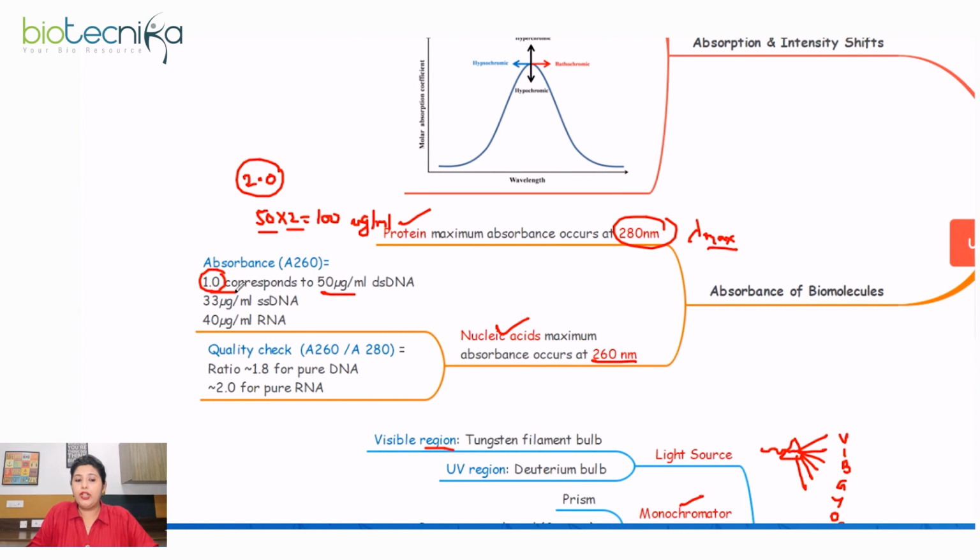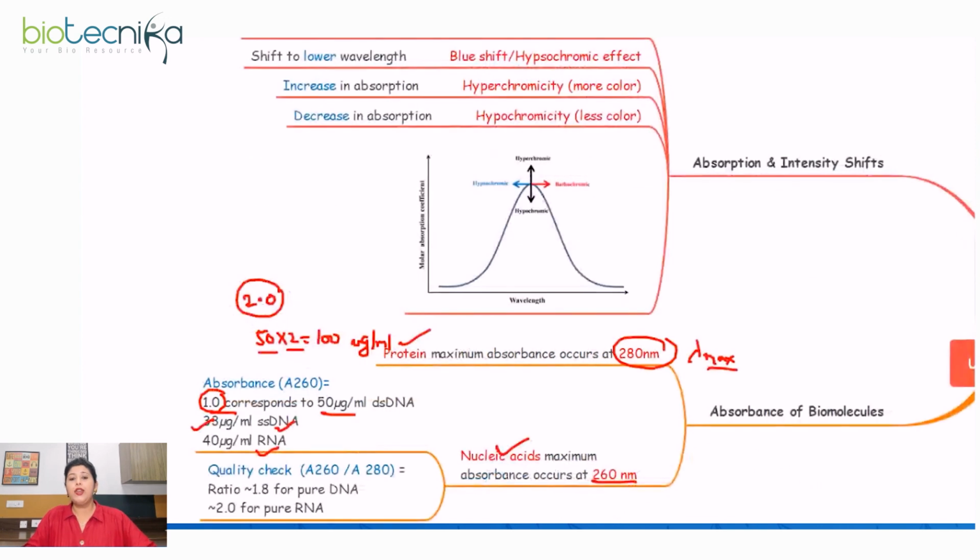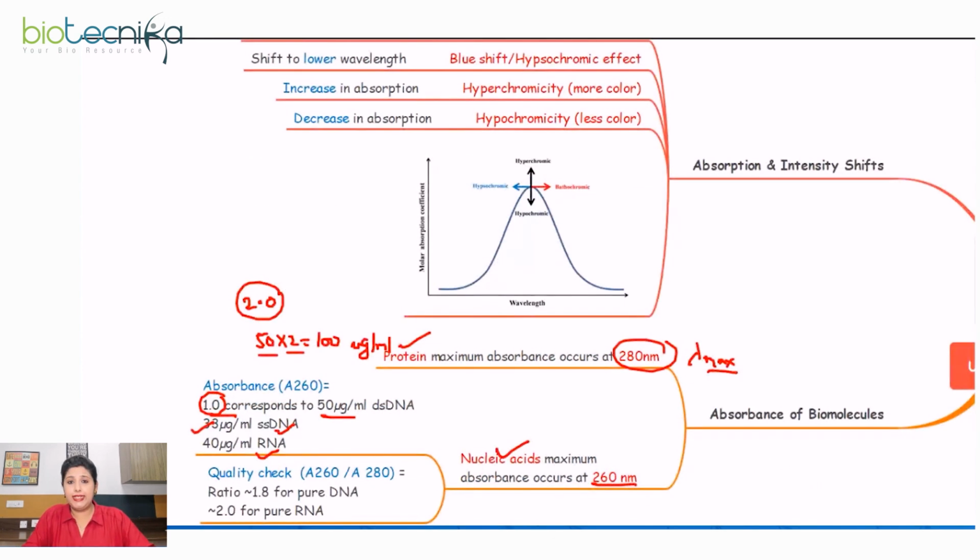Because we already know that under standard conditions, when the experiments were performed, the absorbance of 1 corresponds to 50. So an absorbance of 2 means 50 into 2, 100 microgram per ml double-stranded DNA. Then similarly, the absorbance of 1 corresponds to 30 microgram per ml for single-stranded DNA and 40 microgram per ml for RNA.